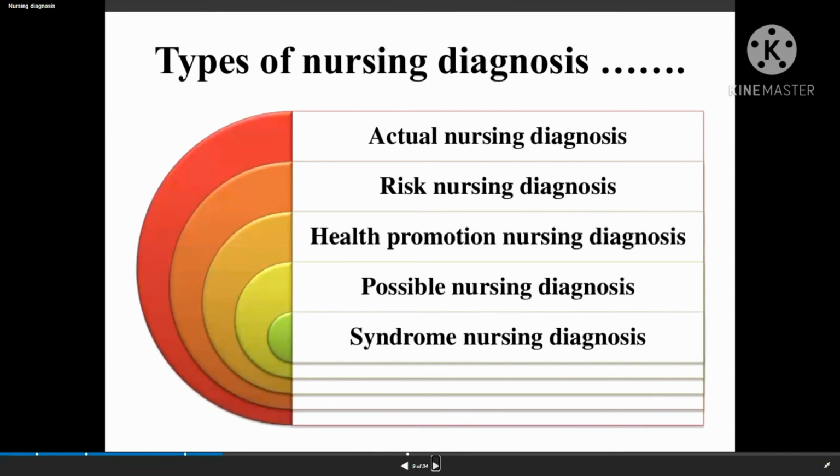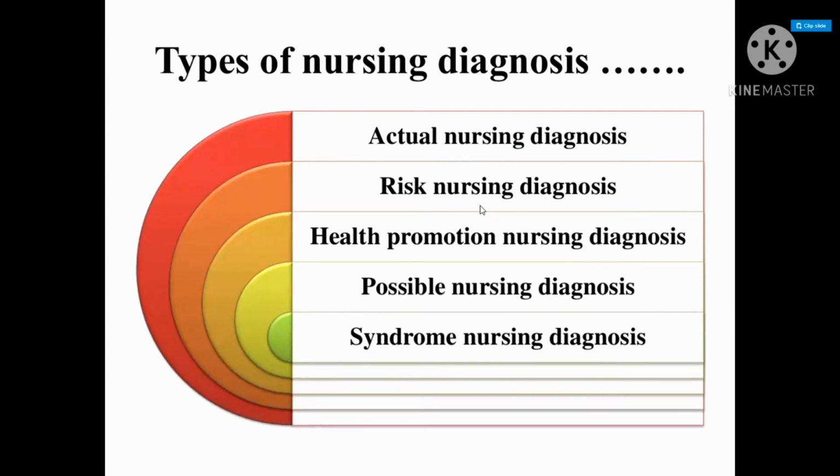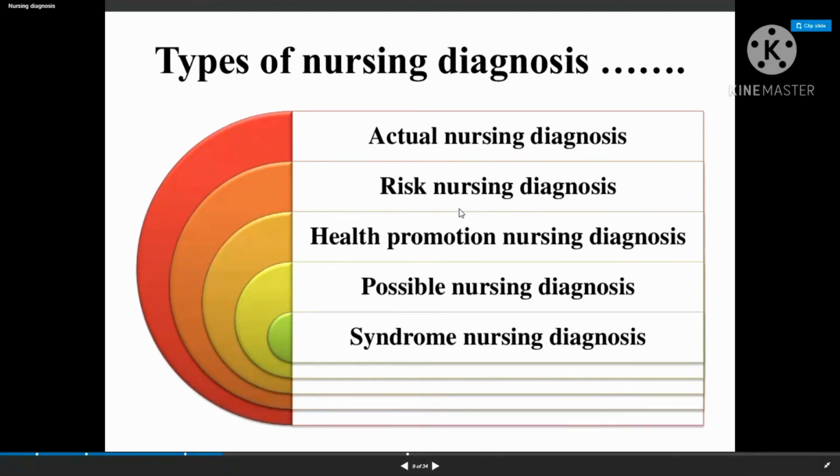What are the different types of nursing diagnosis? You should remember this: actual nursing diagnosis, risk nursing diagnosis, health promotion nursing diagnosis, possible nursing diagnosis, and syndrome nursing diagnosis. Altogether there are five types. The actual nursing diagnosis comes first, then the risk nursing diagnosis. Usually we use the risk nursing diagnosis later because it is not seen, but you are anticipating that the patient might get it. That is why it goes according to priority when you formulate nursing diagnoses for patients.